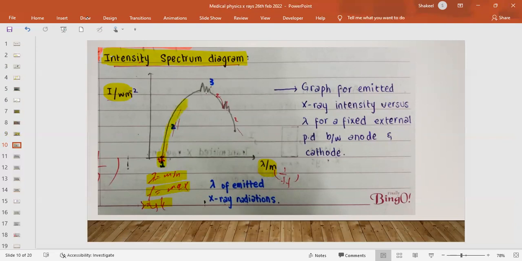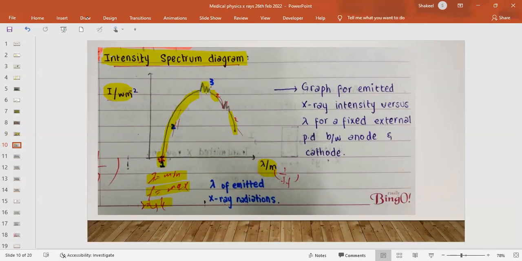Then number two is the continuous part of the spectrum. This shows that electrons are experiencing multiple decelerations and they are stopping. They come to a complete stop after several impacts with the atoms of the target metal, and they emit X-rays in a range of energies. You can see the range there.